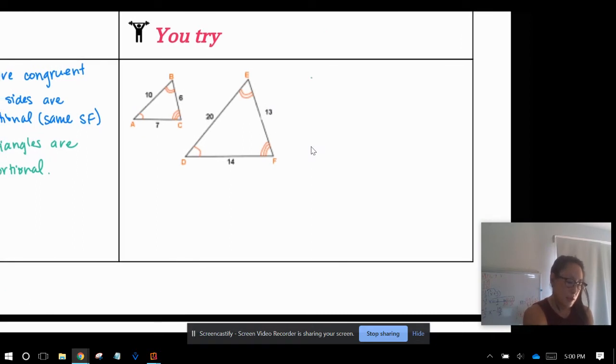Okay. All right, so you try. So we're checking: are 3 angles congruent? And are 3 sets of sides proportional?